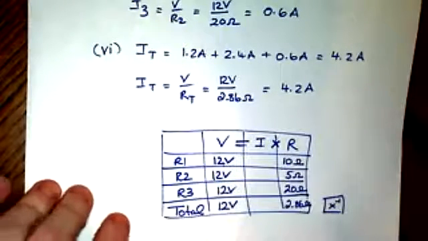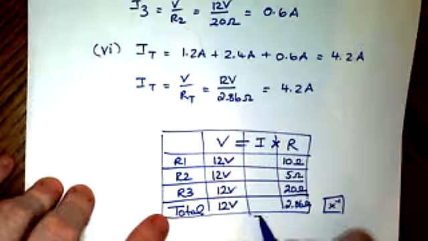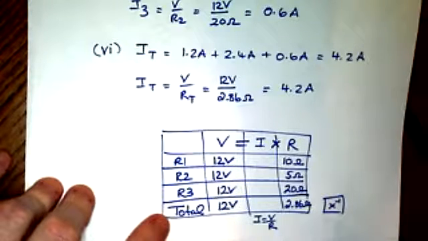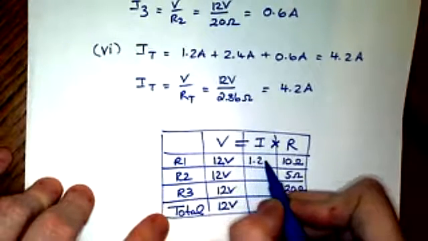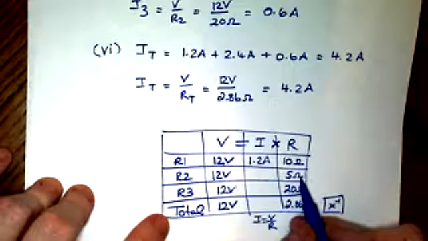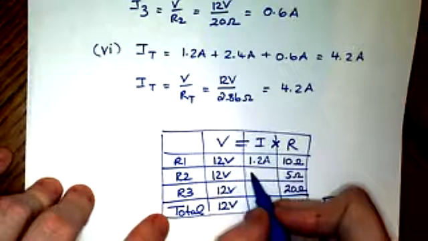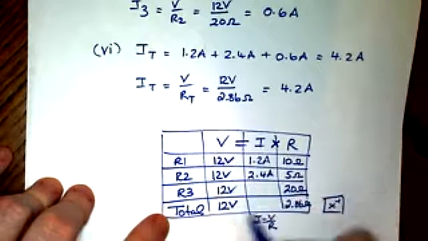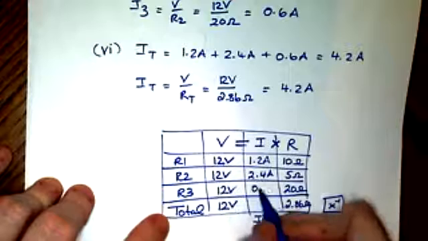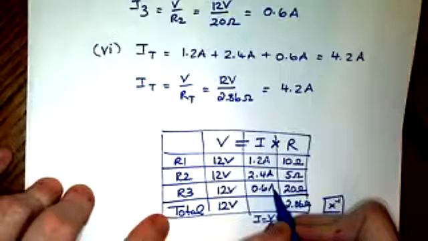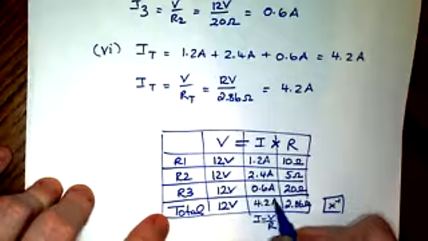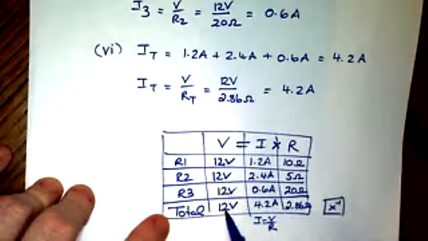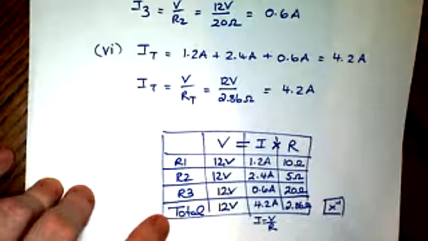So now I can say I equals V over R: 12 divided by 10, 1.2 amps. 12 divided by 5 is the 2.4 amps. The 12 divided by 20 was the 0.6 amps. I can add those all up, which is 4.2 amps, or I can do 12 divided by that total resistance, which gives me also the 4.2 amps.